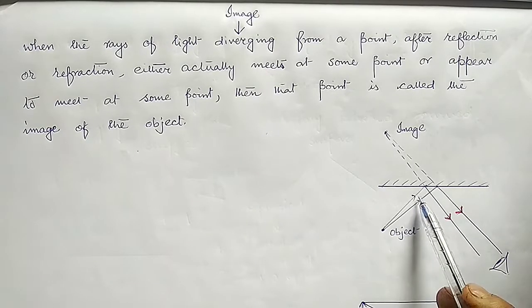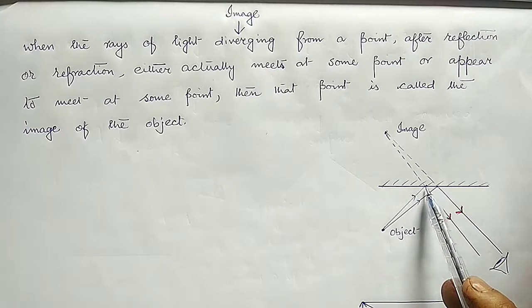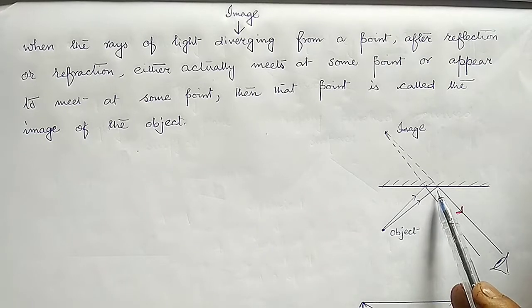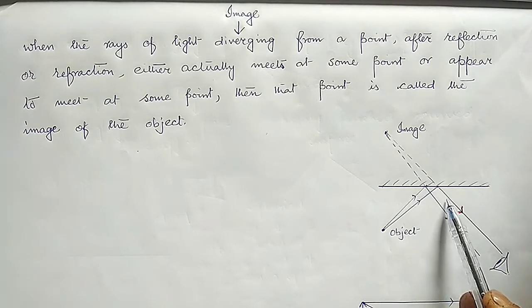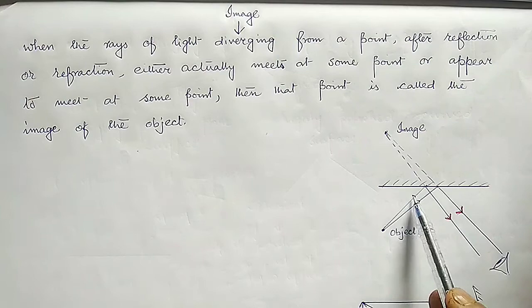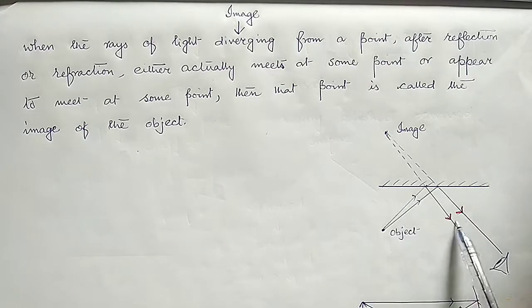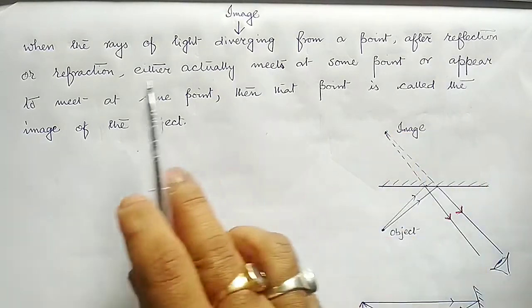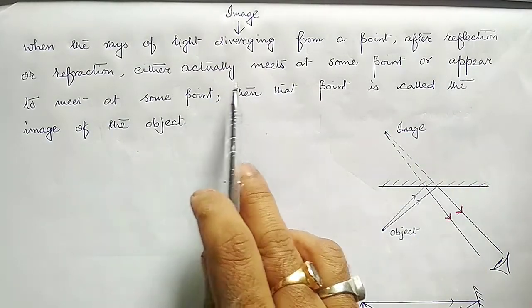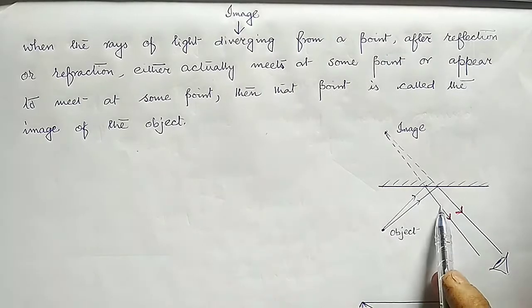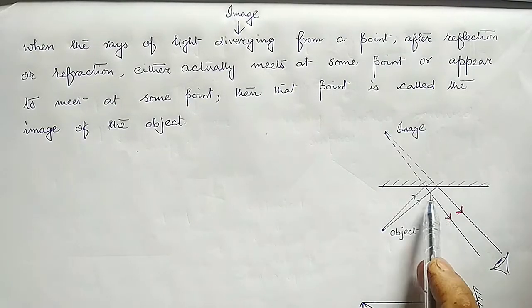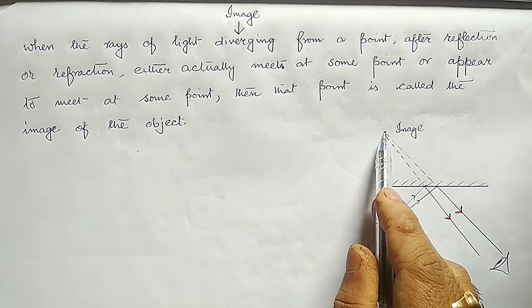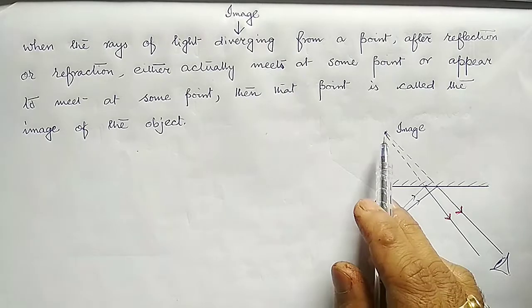So this is one incident ray. This ray after striking the mirror will reflect following the laws of reflection. This is another ray. This ray after striking the mirror also will reflect. So these two rays are incident rays and these two rays are reflected rays. And as per the definition, when the rays after reflection or refraction actually meet at a point or appear to meet, here these two rays, if we produce them in the backward direction, appear as if they are meeting at this point. So this is the object, this is the image.